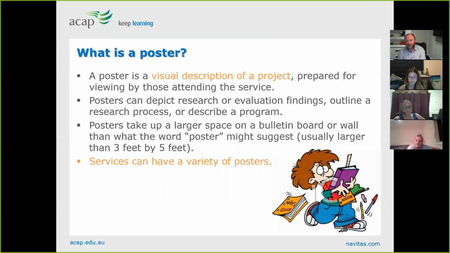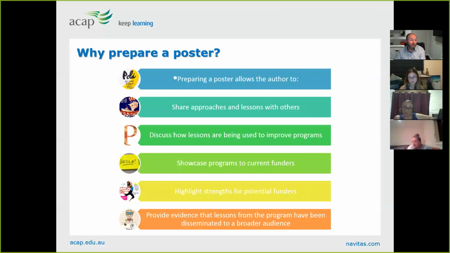Still need graphic designers, still need to get across how we design posters so they're flashy, they're interesting, they have the right information at the right dose, and they inform people about what it is that your program does. This is a step on preparing. Why prepare a poster? Share approaches, discuss how lessons are being used to improve programs, showcase programs to other funders.